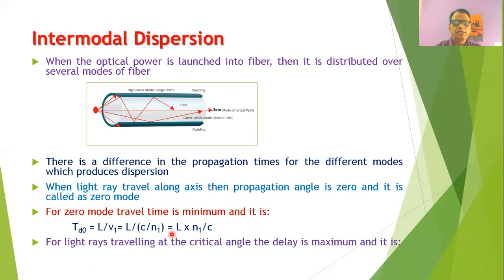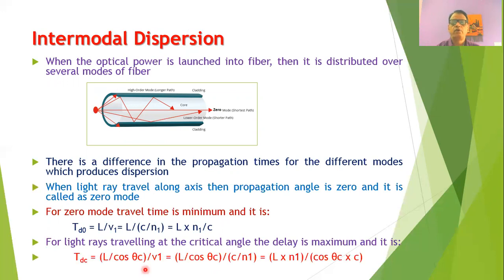Now, when the light rays are traveling at the critical angle, the delay is the maximum. This delay can be calculated using the formula TDC is equal to L divided by cos of theta C, divided by V1. When we substitute the value of V1 as C divided by N1, it is L into N1 divided by cos of theta C into C, where theta C is the critical angle.